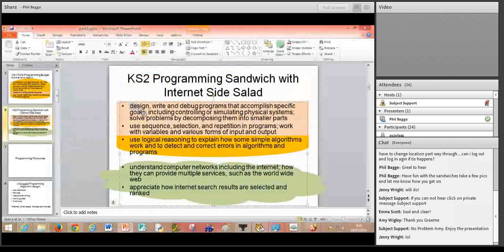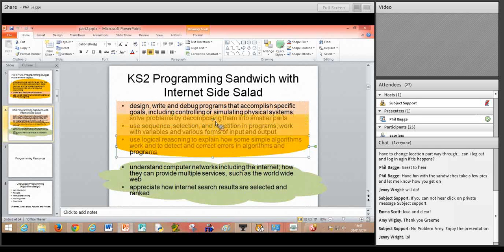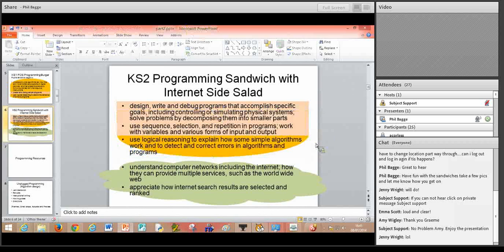So this little bit here for me is the most important bit for us. Okay, designing, writing and debugging programs and algorithms, I'd say, and let's put that in as well, that accomplish specific goals. And then of course all these other bits. In fact, let's be really cheeky here and just grow that up a little bit more. There we go. Let's stop there now.